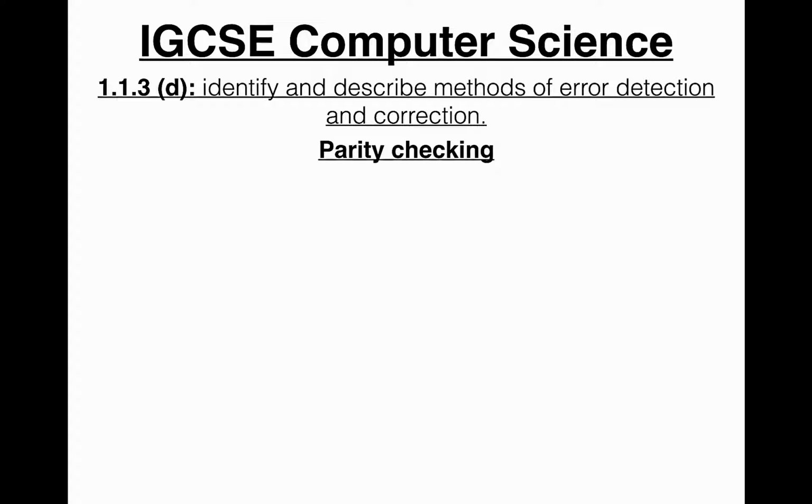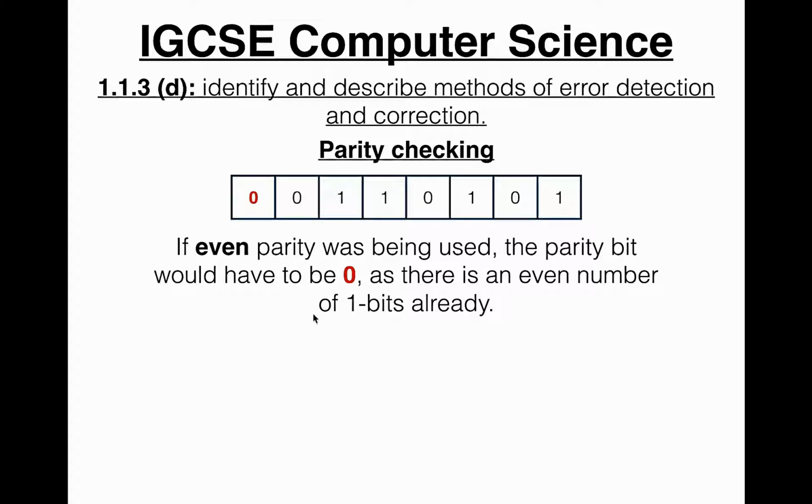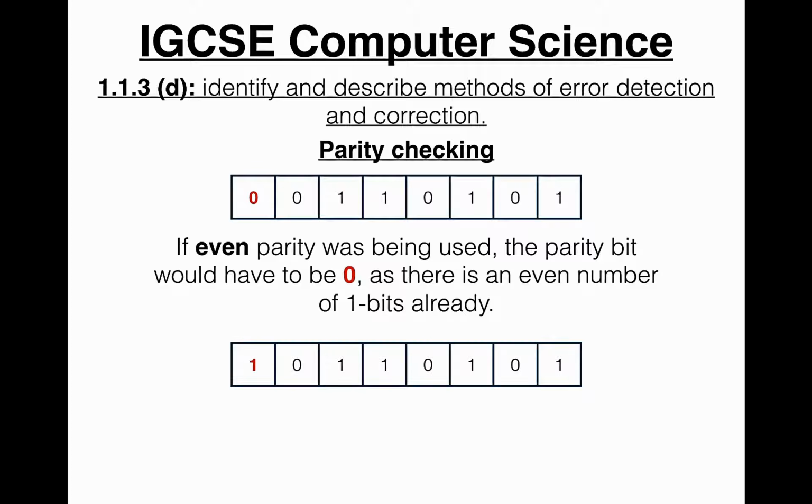To get a better idea, take this for example. Say you want to transmit just this part, ignoring the red thing right here. If even parity was being used to transmit this, the parity bit would have to be 0, as there's an even number of 1 bits already. You can count them, 1, 2, 3, 4. So that's 4 1 bits, and 4 is an even number. So the parity bit here would be 0.